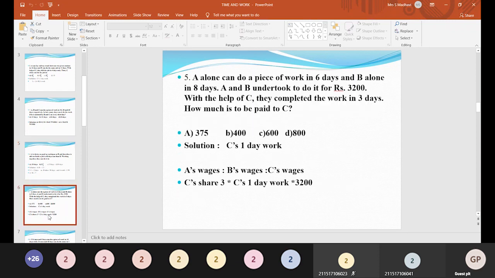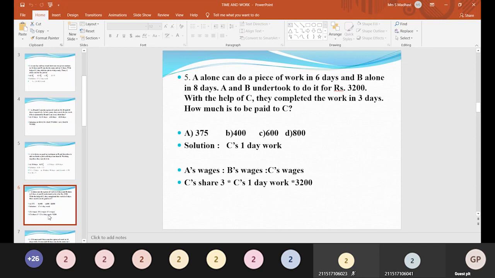Moving to the fifth problem. A alone can do a piece of work in 6 days and B alone can do it in 8 days. A and B undertook to do it for rupees 3,200. With the help of C, they completed the work in 3 days. How much is to be paid to C? The options are 375, 400, 600 or 800.